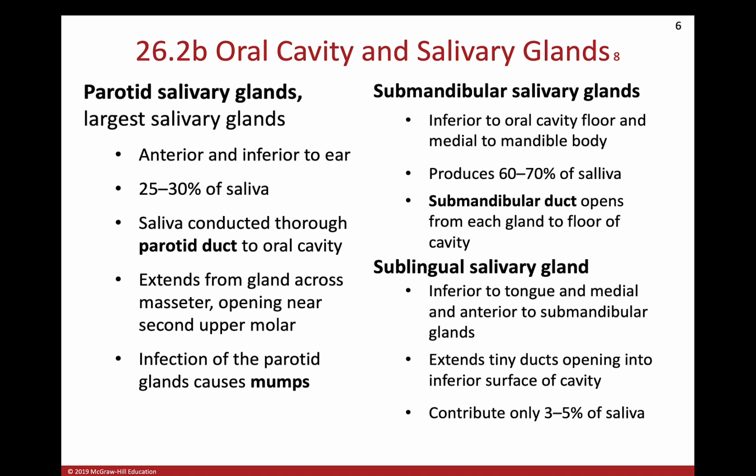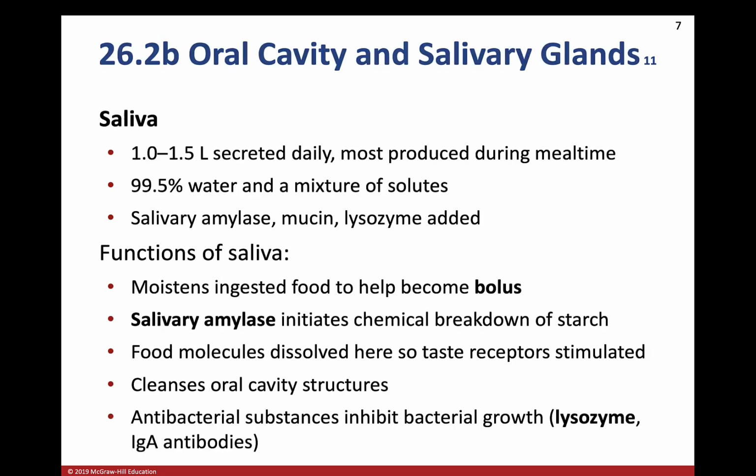So a question might ask you to put these in the order in which they secrete the most to the least amount of saliva. So that would be the submandibular, then the parotid salivary glands, and last but not least, the sublingual. So once again, submandibular produce the greatest amount of saliva, the parotid are second, and then the sublingual salivary glands actually produce the least amount of saliva.